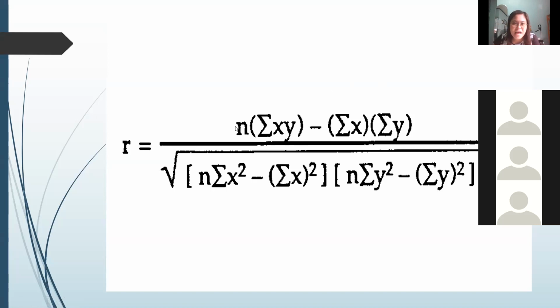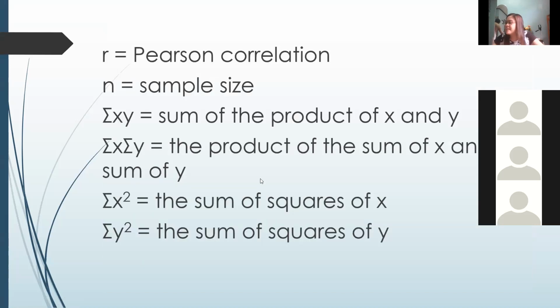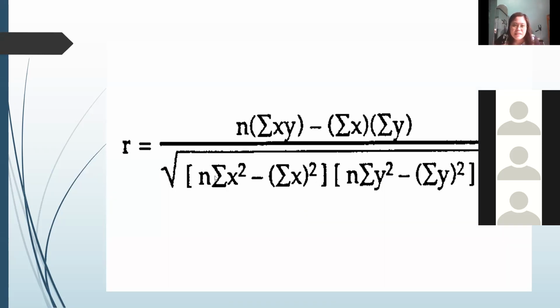So again, the small letter n here refers to the sample size. This one, and then this one, and then this one, so katulo siya ganito. And then ang X, that's the first group. Tapos, ang Y, that's the second group, ha? Tapos, remember, magsulat ko.